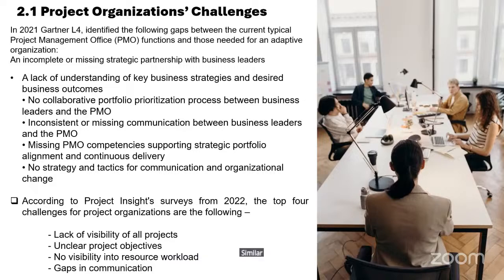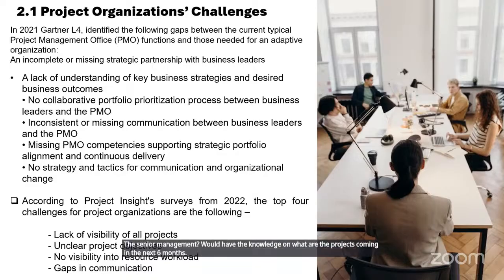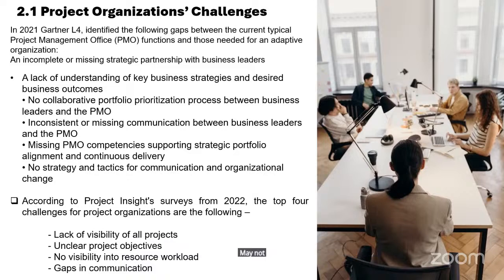Similarly, we have another study, a survey from Project Insight, 2022. The top 4 challenges for project organizations are: first, there is lack of visibility of all projects. The project teams don't have visibility of future projects. The senior management would know what projects are coming in the next 6 months, next 1 year and so on, but that same information may not have been passed on to the teams. So they don't know. There is a lack of visibility of all projects.